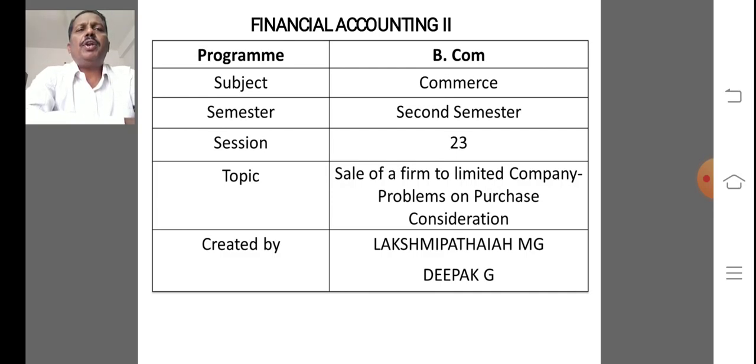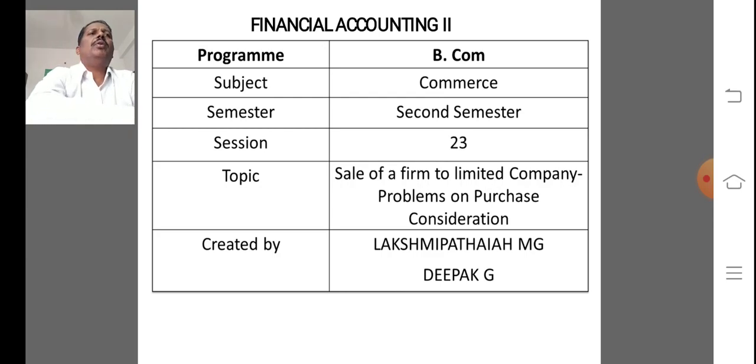My title is Financial Accounting 2. Now I am discussing session number 23, the topic sale of a firm to a limited company, covering the methods of calculation of PC and problems on purchase consideration.